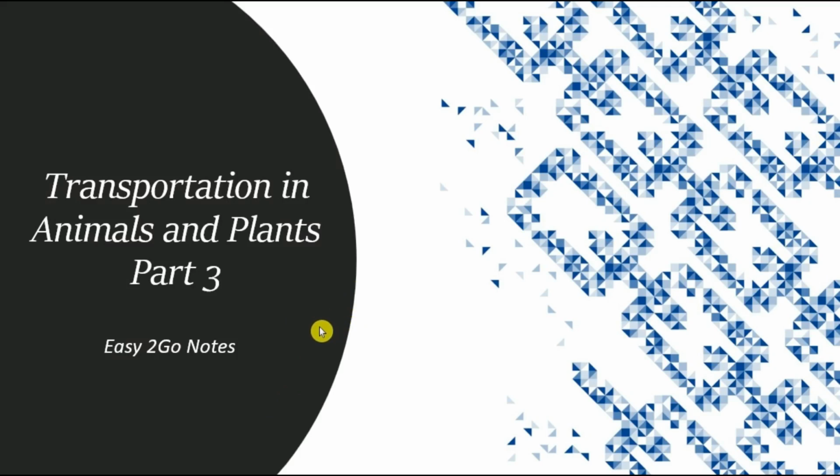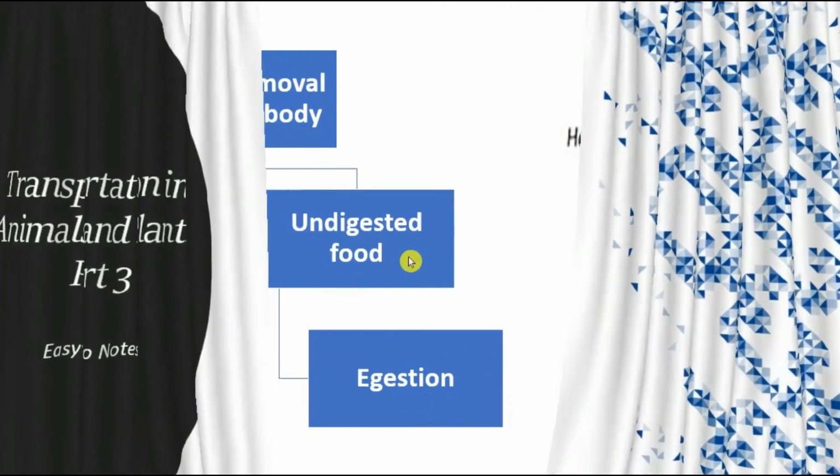Third part of the chapter, Transportation in Plants and Animals. In the previous two parts of this chapter, we had seen the transportation of blood in the human, and now we are going to see in plants in today's video. And also we'll be discussing some other organisms. So, let's begin.